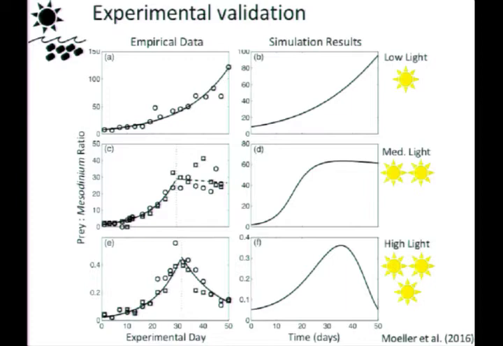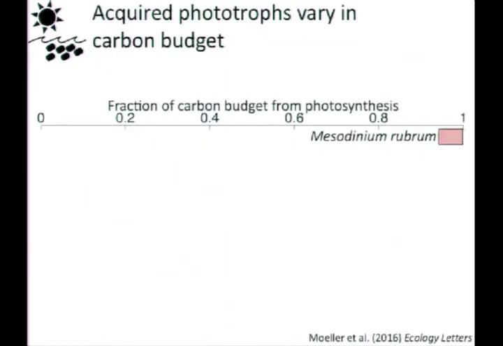But can it tell us more, and more in particular about the spectrum of mixotrophy? So what do I mean by that? Well, we can think about mixotrophy as a trait that determines how much carbon you're getting from photosynthesis, right? On the one hand, you could get 100% of your carbon from phototrophy, or you could get 100% from heterotrophy.